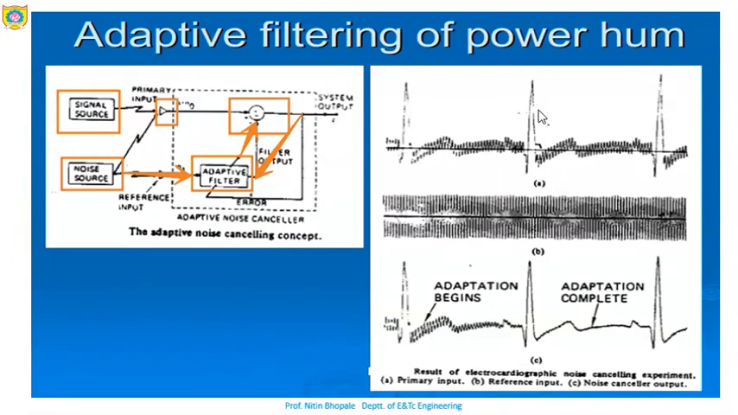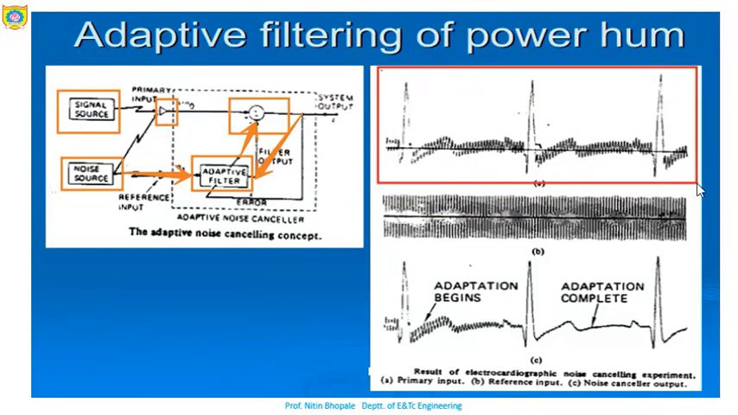Now along the same line, if you concentrate on this waveform on the right side, this is also the result of an ECG noise cancelling experiment. In this case, let's say this is the input waveform. In this input waveform we can observe that there is noise over here as well as over here, which is not giving the correct or appropriate PQRS waveform of the ECG.